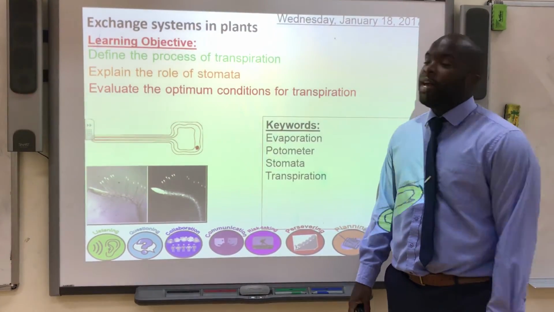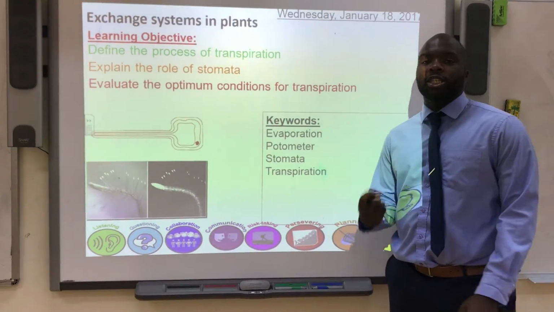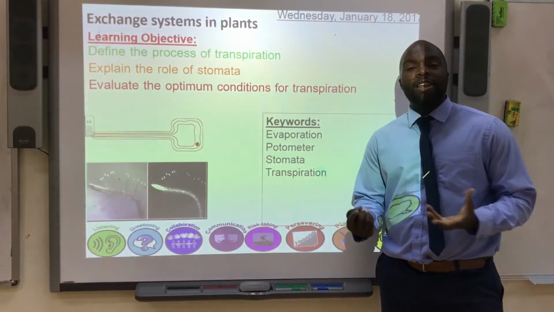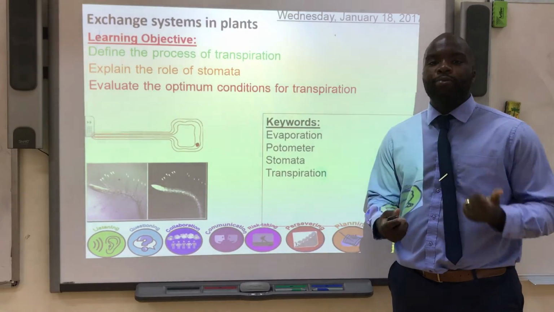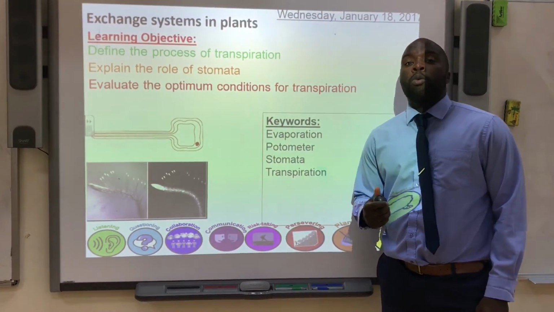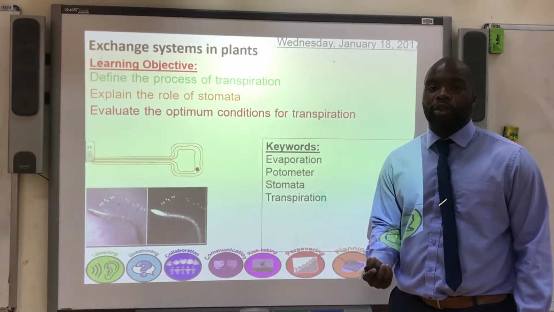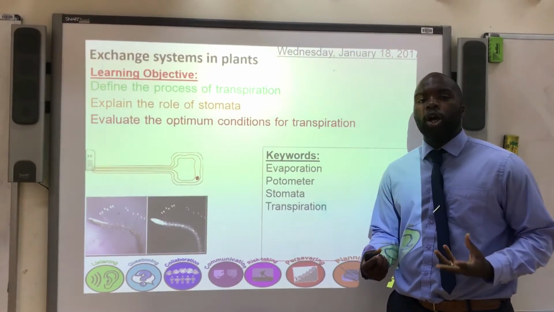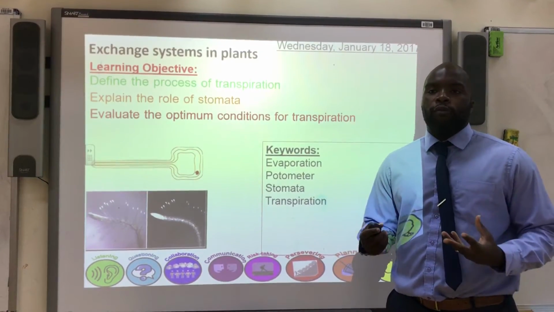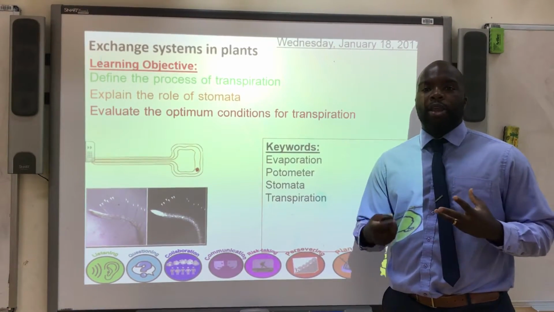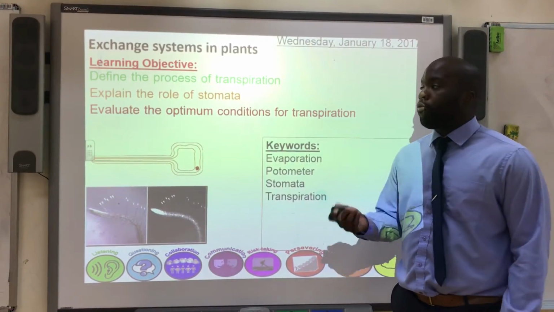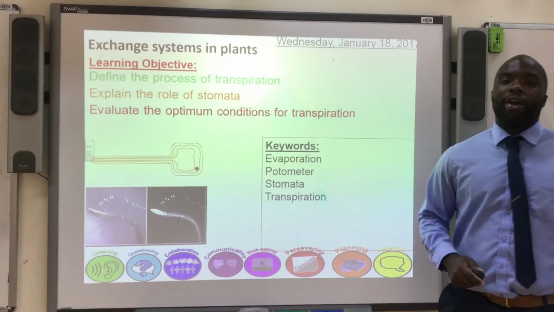Oshodi's Snapchat Science. Now today what we want to look at is exchange systems in plants. By the end of this video we want to be able to define the process of transpiration in plants. We then want to go on to explain the role of stomata in plants and in transpiration. And then lastly we want to evaluate the role of stomata and how they control the optimum conditions required for transpiration. So let's get right into it.